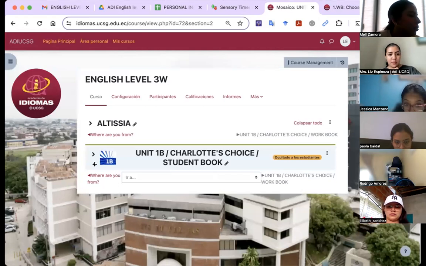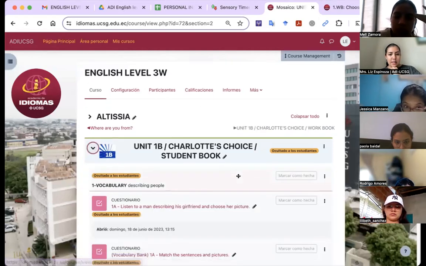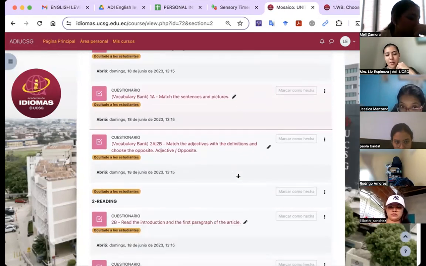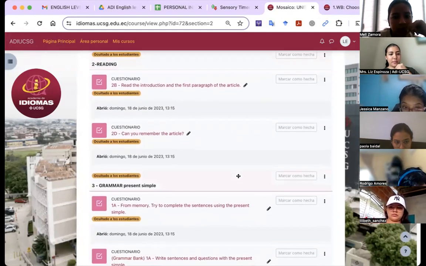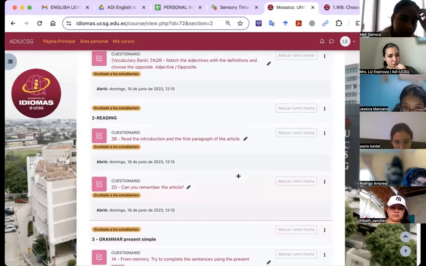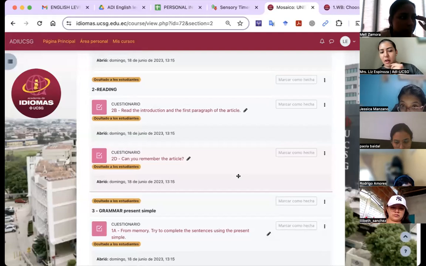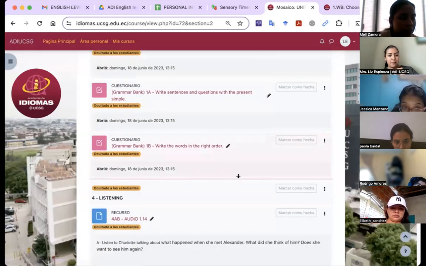So, here it says ocultar a los estudiantes, but I'm going to unhide just two parts. Let me see, what time is it? Yes, we still have 1 hour. Great.